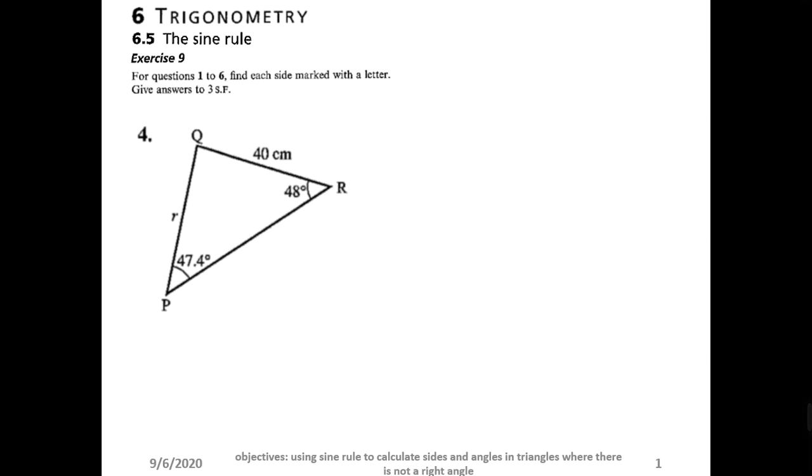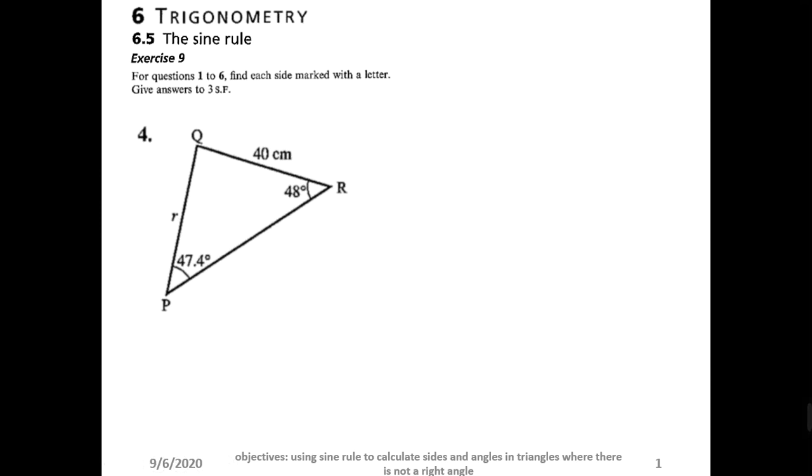Always start in alphabetical order. P, Q, R. So angle P is equal to 47.4. And P small, which is the side that is opposite to angle P, which is QR, is equal to 40 centimeters.